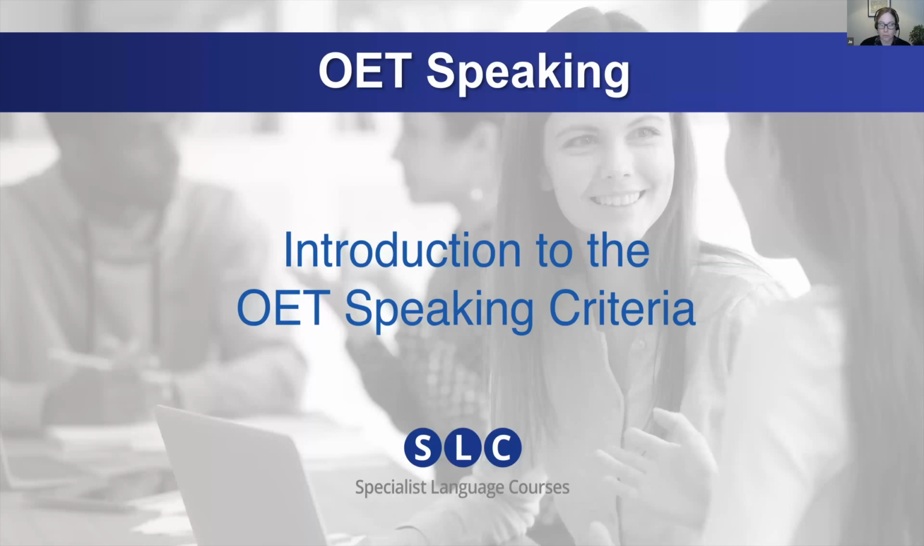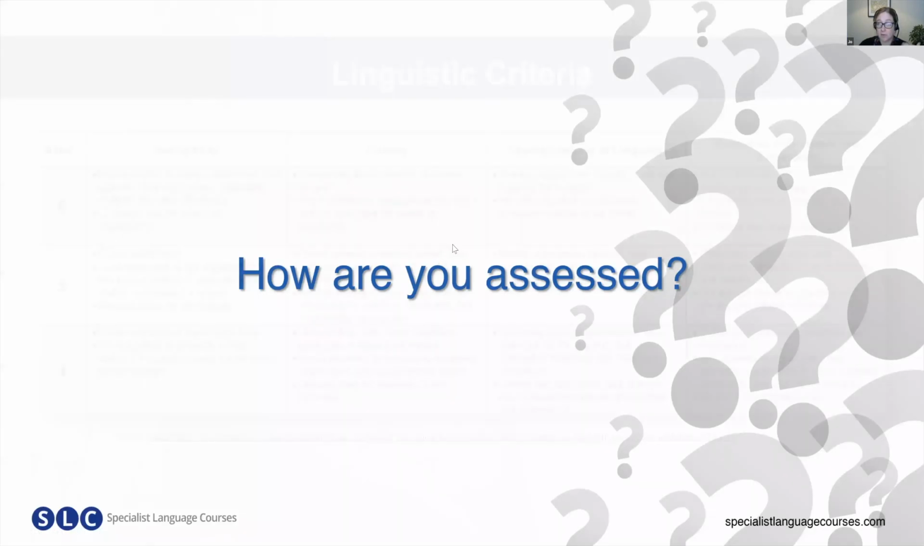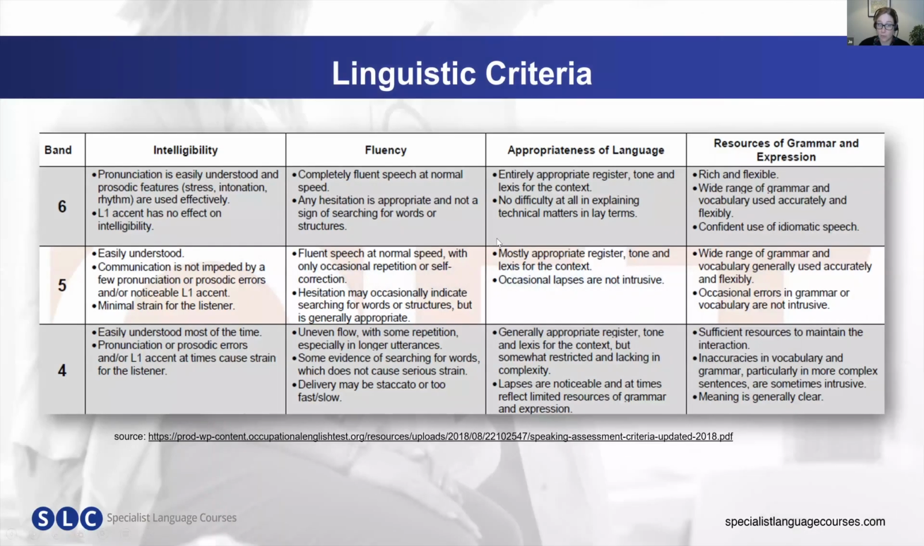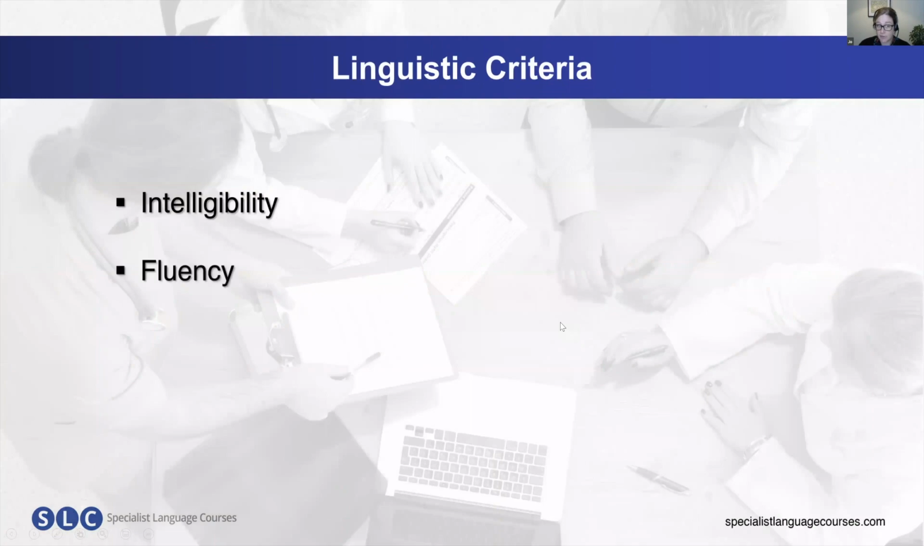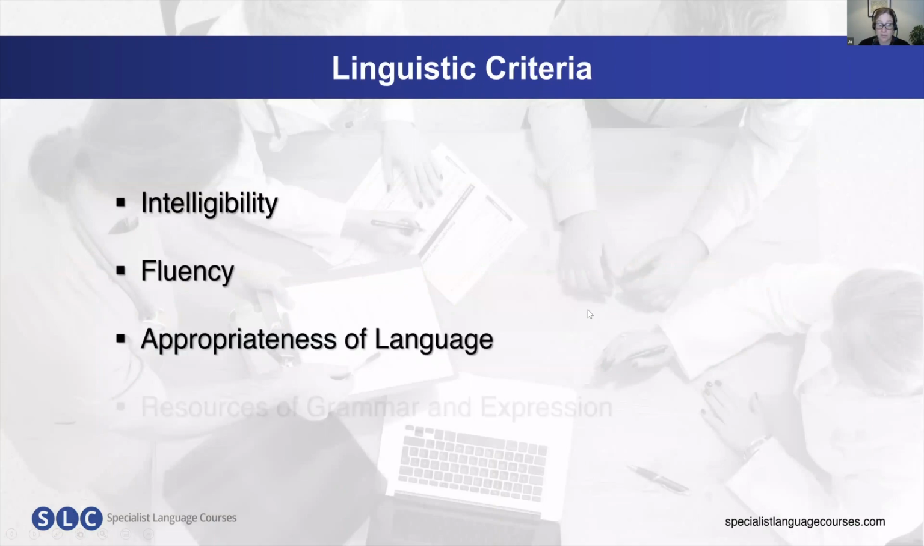So I'm just going to share my screen here, and we'll do a quick overview of the criteria and, in a nutshell, what it means. And then we'll look at clear explanations for you. So, yes, you're absolutely right. You're assessed on the linguistic criteria. So this is intelligibility, fluency, appropriateness of language, and resources of grammar and expression.